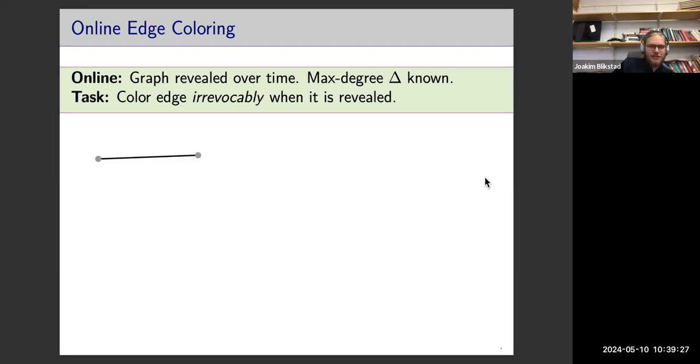Say for this edge, we decide to color it blue, for instance. Then some other edge arrives. We have to decide immediately what color it gets. Say now we chose red. Now this edge arrives. We cannot use blue or red here because then it's not a valid coloring. So say we use orange, and so on. The graph is revealed over time, and you have to color edges when they come.